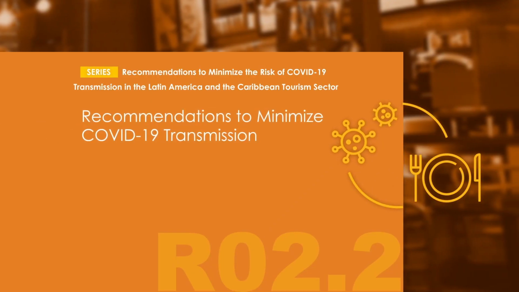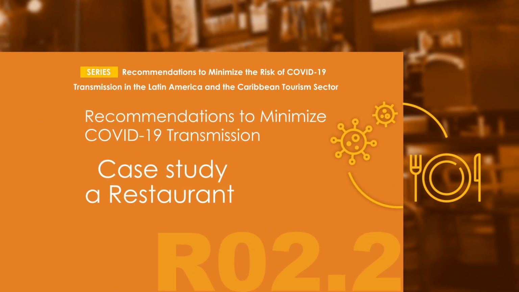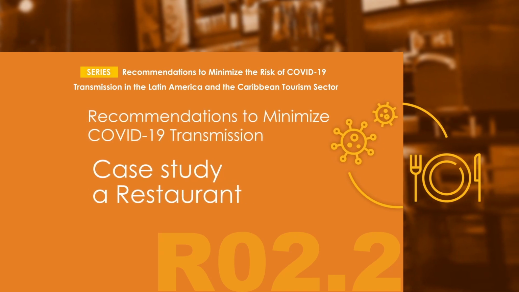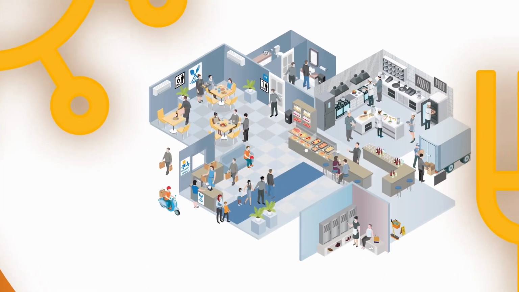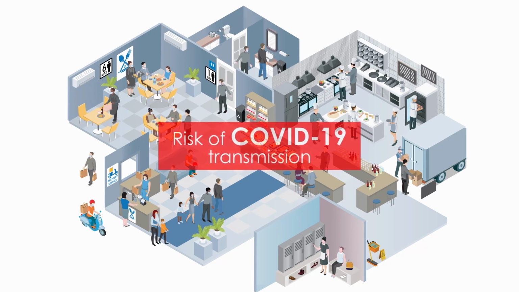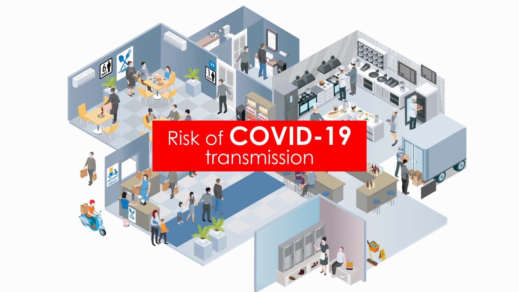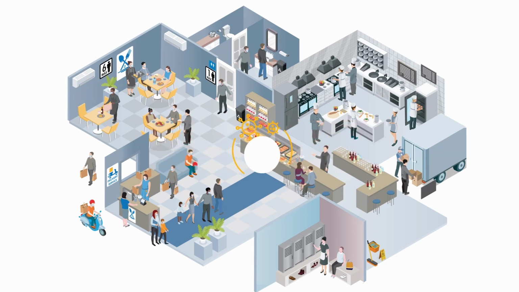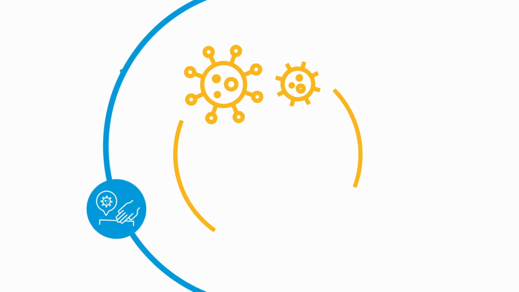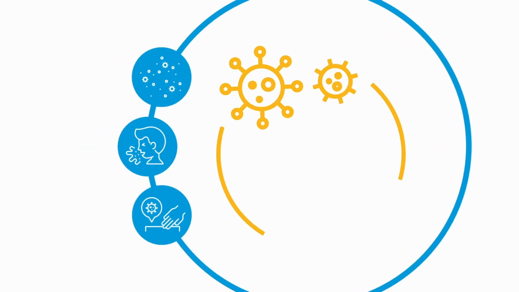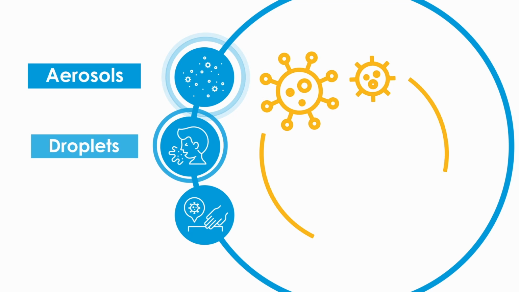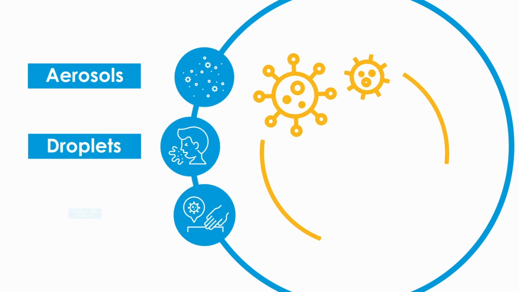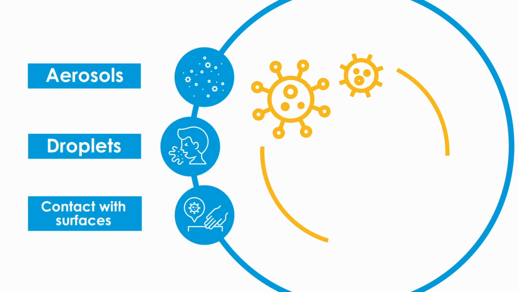Recommendations to minimize COVID-19 transmission. Case study, a restaurant. In this video, we will show you how to assess and manage the risk of COVID-19 transmission in a restaurant. The COVID-19 virus is transmitted via 3 routes, essentially through aerosols, droplets, and to a lesser extent through contact with contaminated surfaces.